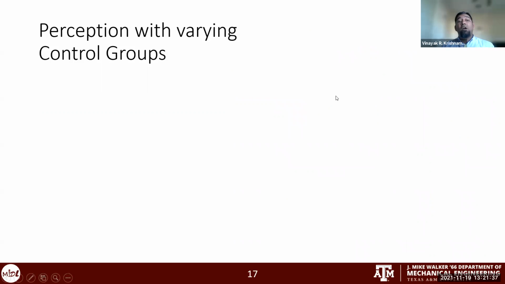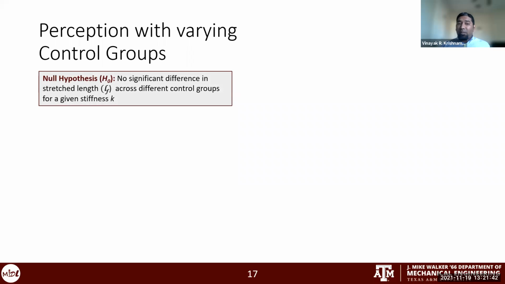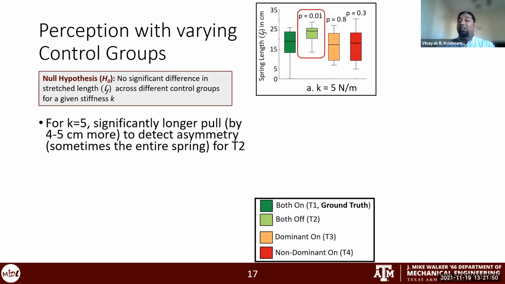So what happens when we look at perceptions with varying control groups? The null hypothesis is again that there's no significant difference across different control groups for a given stiffness K, right? So let's start with K equals 5 newtons per meter. Here you will see that there is one case, when both the haptic devices are off, where we found a significant difference. Not only that, here people took significantly longer, or rather they pulled longer, roughly by 4 to 5 centimeters, to be able to detect asymmetry.